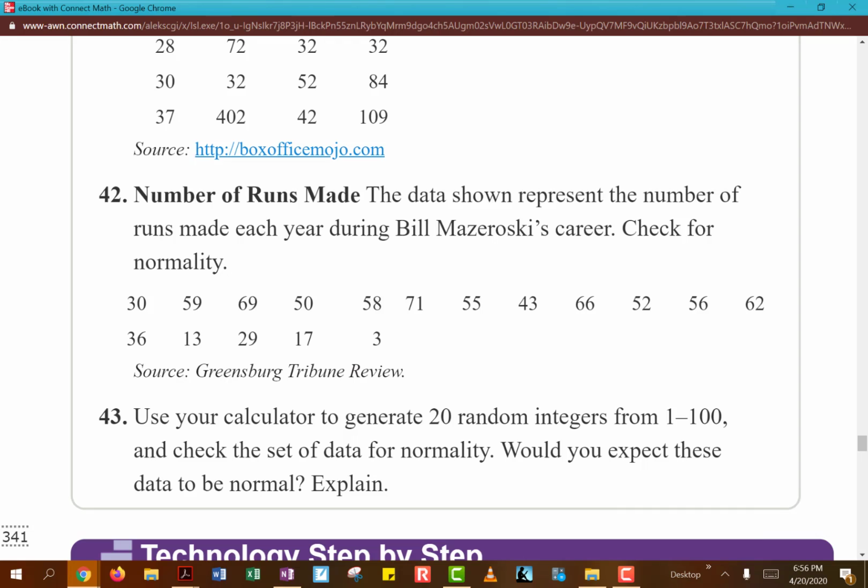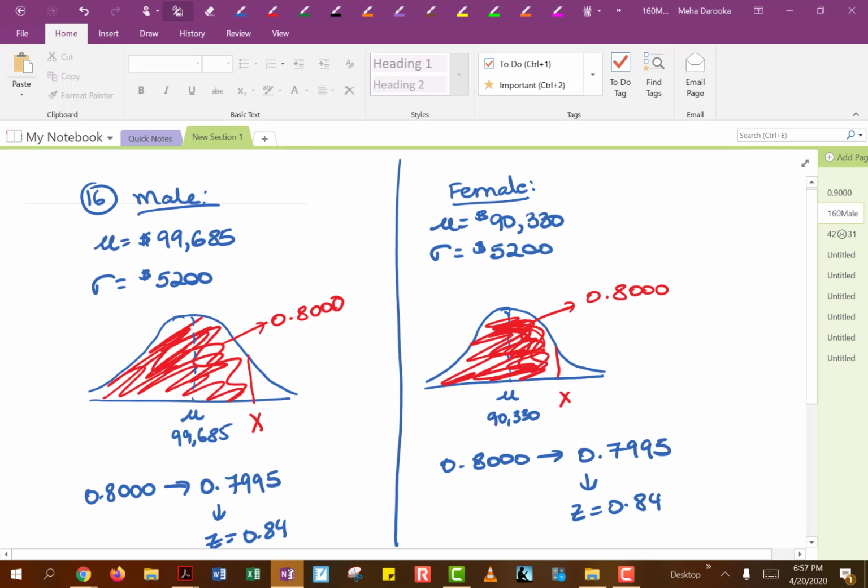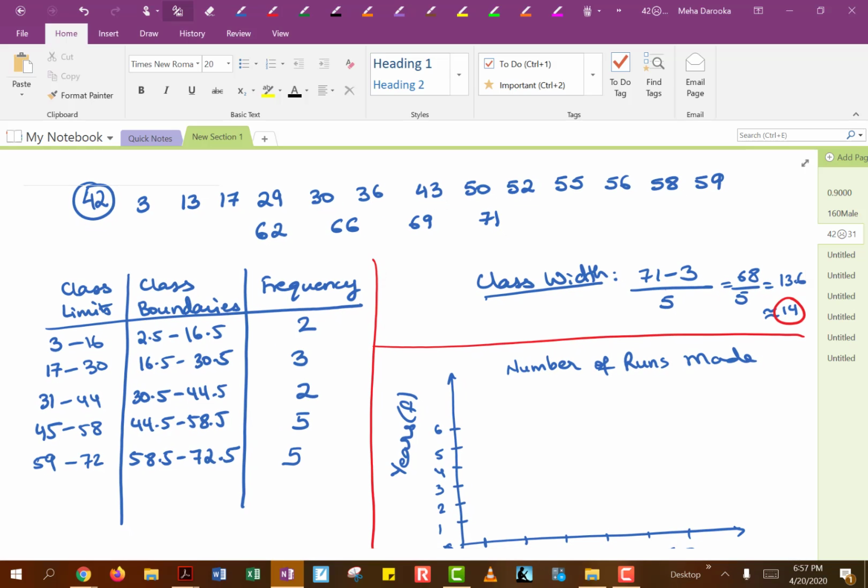Okay, so the next example we are looking at is number 42. This one is talking about the data shown, which represent the number of runs made each year during Bill Mazeroski's career, and they want us to check this for normality. So the first thing I would recommend is to arrange this in order from the smallest to the largest data values. I've actually already gone ahead and arranged this from the smallest to the largest data value.